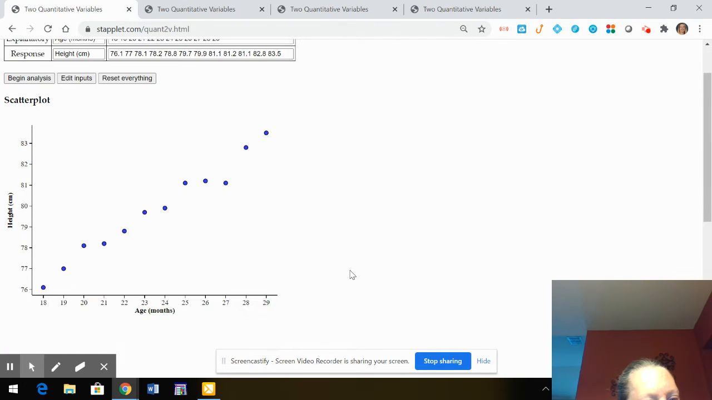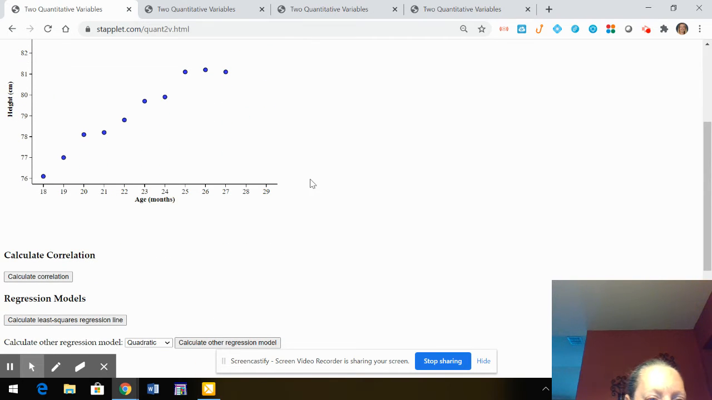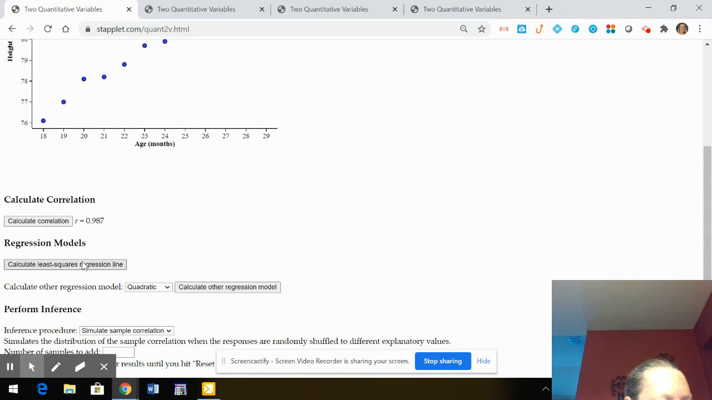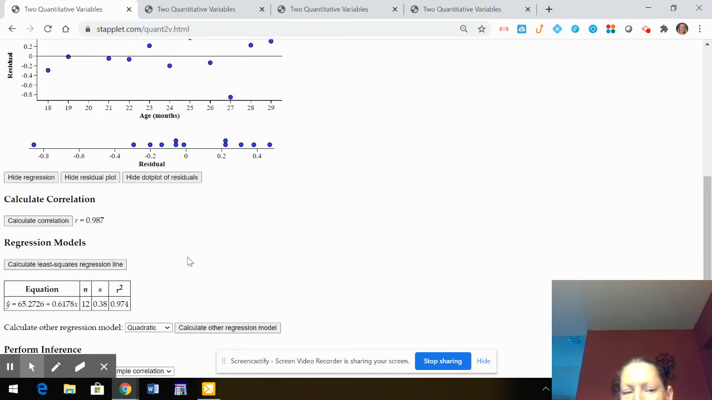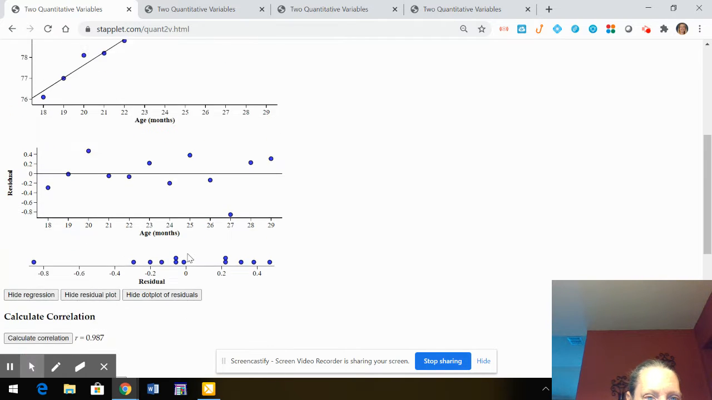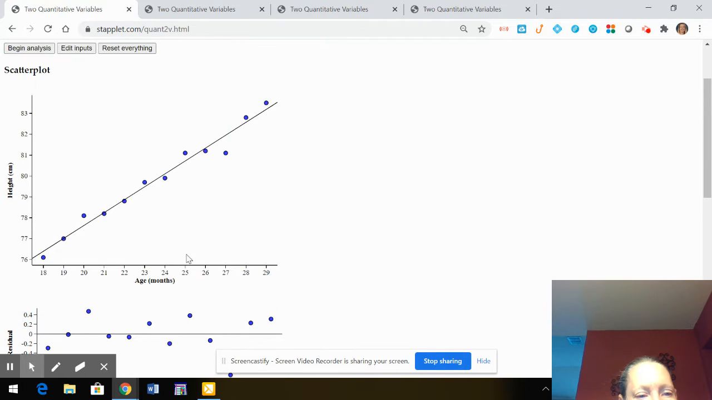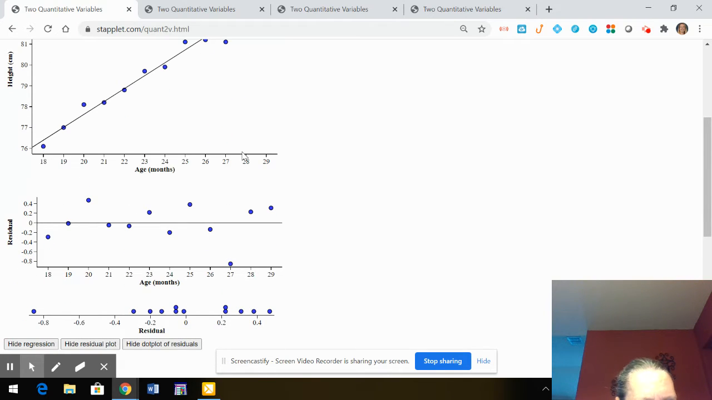Once you hit begin analysis, you're going to get a scatter plot. You might as well go ahead and hit calculate correlation. That's going to give you r. Go ahead and hit calculate least squares regression line. That's going to give you a bunch of information. What you're going to notice is that this has added the regression line to your points. This line right here models these points the best. This line is the closest estimate of where these points fall.